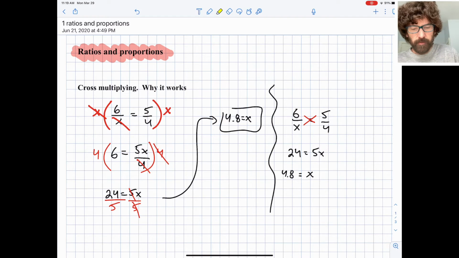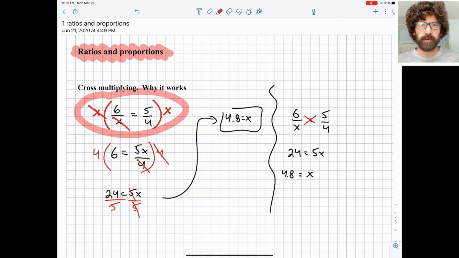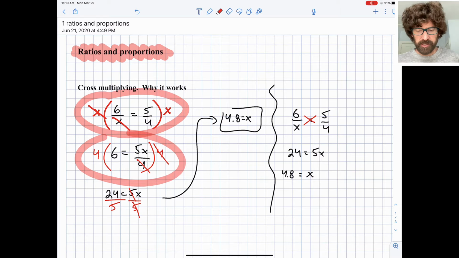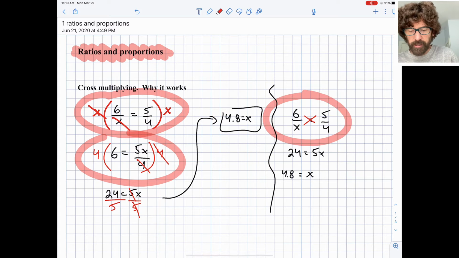So let's think about what we just did. Here we multiplied both sides by x. Here we multiplied both sides by 4. And over here, we simply did both of those steps at once. So cross multiplying is really just multiplying both sides of the equation by both denominators at the same time. It's a totally legitimate mathematical operation, and it's a little more efficient than taking 2 steps to do it.